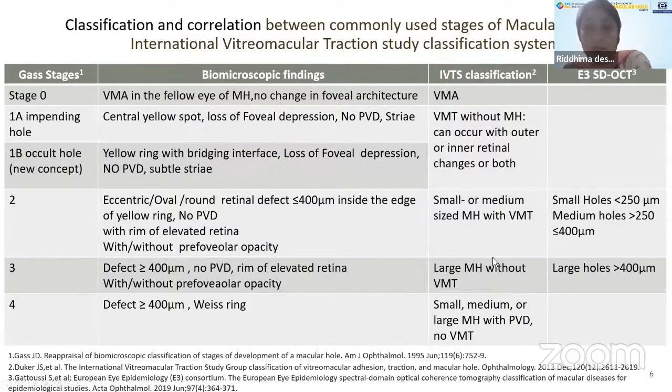Now, the EU consortium has given an OCT classification, which classifies holes into small, medium, and large holes. Small is less than 250, medium is between 250 and 400, and large holes are more than 400 microns in diameter.